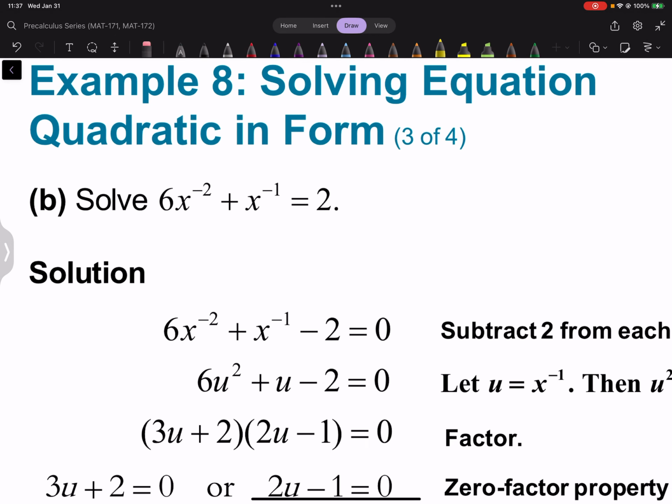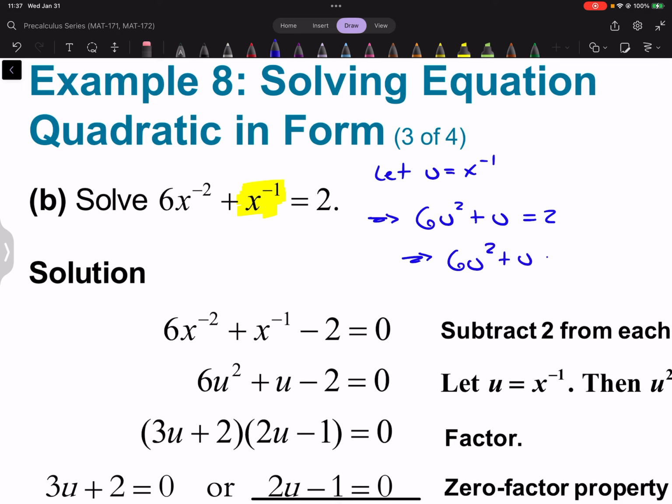So for the rest of these U substitution problems, I'm going to focus on how to set up the U substitution versus how to completely solve. So remember how I mentioned earlier that the x term is probably your best bet to determine what you need to let u be equal to? Because if you let u equal x to the negative first power, our equation turns into 6u squared plus u equals 2, which we can then put in standard form.